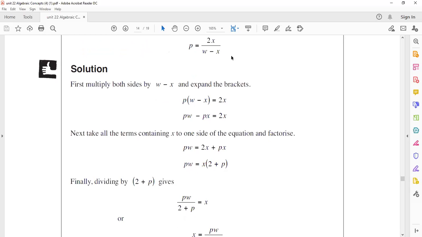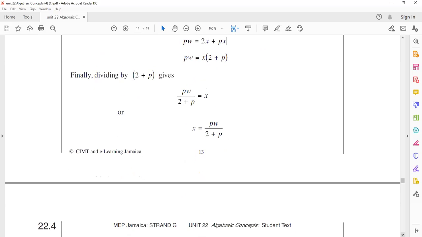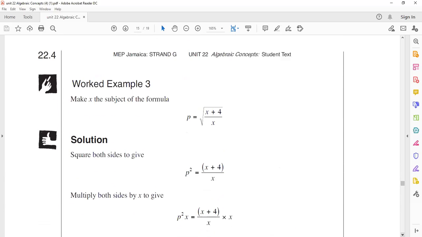So when you come to multiply both sides by wx, you have to multiply this out, expand the bracket. By expanding the bracket, you get access to this x term here. So you have minus px equal 2x. And what you try to do, by adding px to both sides, you get to group the 2x and the px together. And then you factor out the x, and then you have x(2 plus p), and then you divide both sides by 2 plus p to get x on one side of the equation, right? And that's basically how we go about it.